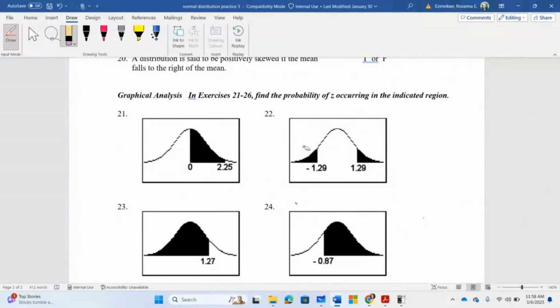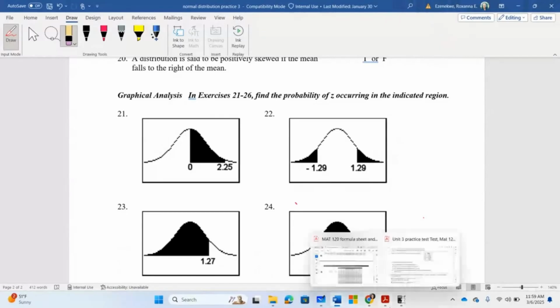But when you're given this one, area in the two tails, be careful. All you need to see is that the absolute value of the z-score here is 1.29. This is 1.29 also. So all you need is to calculate the area to the left, because the normal curve is symmetrical. So if this is 1.29 and this is 1.29, the area here will be equal to the area here. Calculate the area to the left of negative 1.29 and then write the same area to the right.